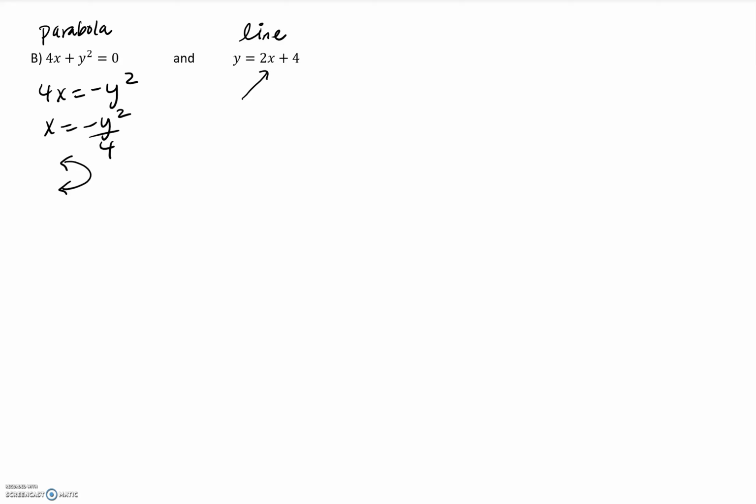Let's isolate x here too. So I have y minus 4 equals 2x, and if I divide by 2, I have x equals y minus 4 over 2. Since this is not a function, it doesn't pass the vertical line test, I'm not going to even bother putting it in my TI. I could put it as a top and a bottom piece, and this is just a line. We know what y equals mx plus b looks like. I'm going to go for limits of integration.